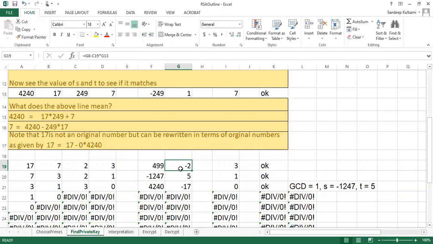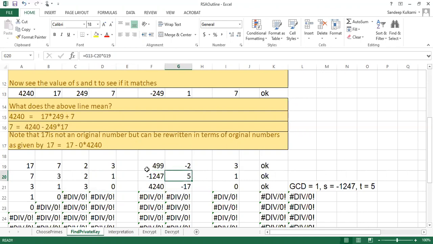Again, a little bit of check to know what the values of x times s plus y times t are. That will guarantee that the spreadsheet is doing it right. Again, you can check the actual formula used in the spreadsheet to see why the formulas are done the way they are. Continue. Eventually, we get the remainder to be 1, and that's good news because when we reach the remainder of 1, that means the two numbers that we selected are relatively prime. Now, at this point, the value of s is minus 1247, the value of t is 5.